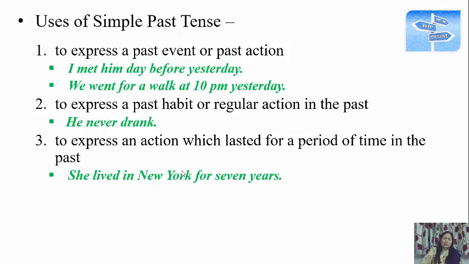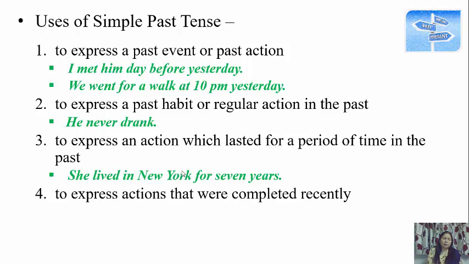And one more usage is there, that is to express actions that were completed recently. Recently means very recently. Maybe something like he just left. So something has happened just 5 minutes back. That is also taken in simple past tense. For example, he just called. So I just finished the call and I'm talking to you. So he just called. This is also past. And Tom left a moment ago. So just something that has happened just recently. Okay.